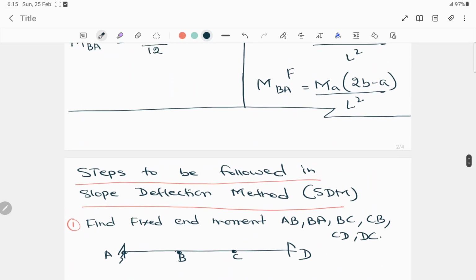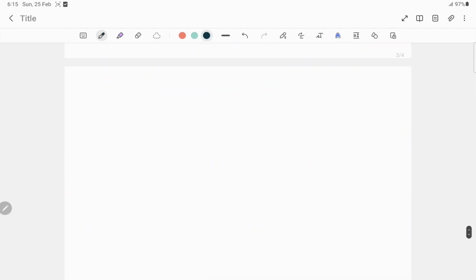Now in my next video I'll start to solve a problem based on the slope deflection method.